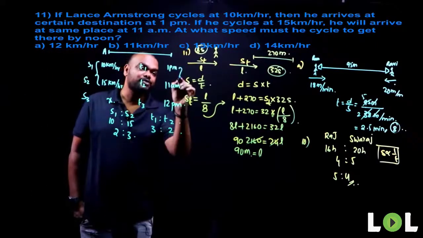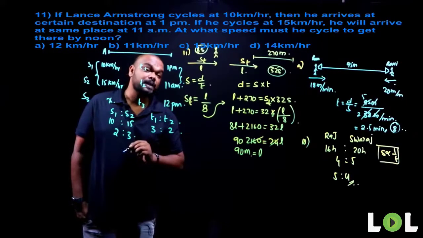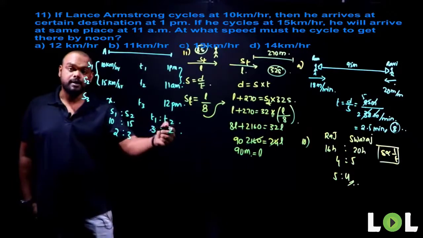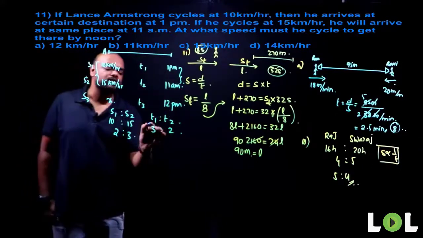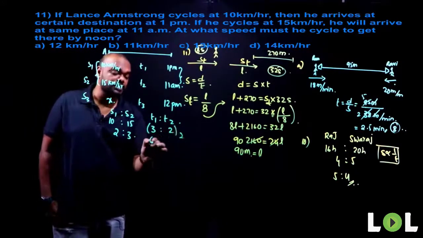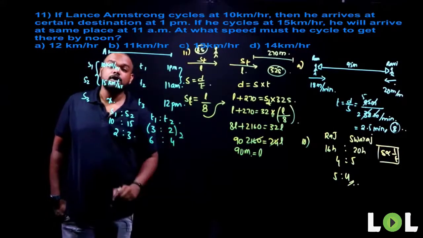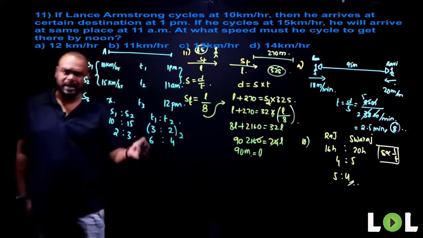But in the question, what is the difference? The difference must be 2. Here the difference is 1, but here the difference is 2. So multiply both of them with 2. What do we get here? 6, and here we'll get 4. Now the time difference is 2. Here it takes 6 hours, here it takes 4 hours. That's it. We got what we wanted.